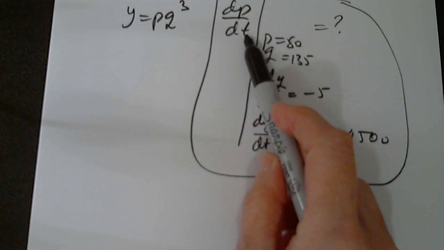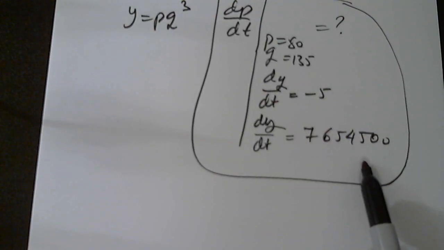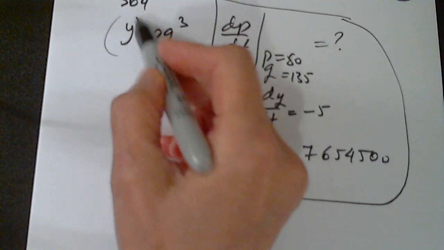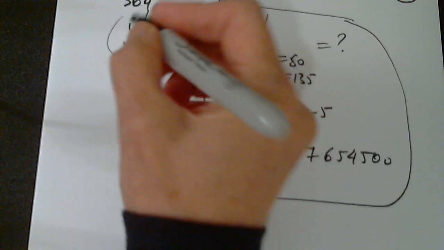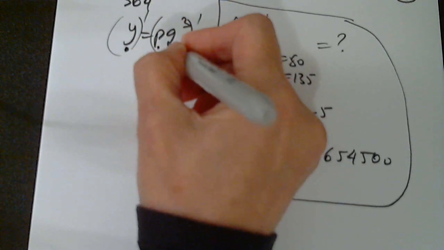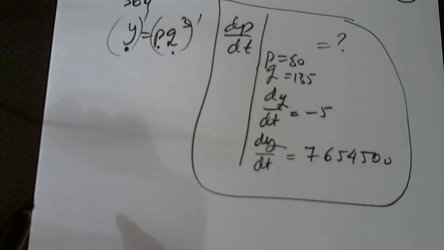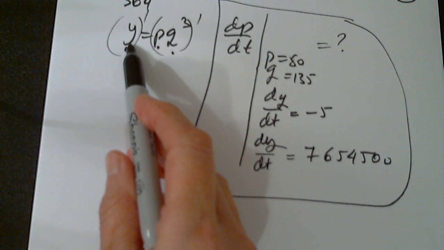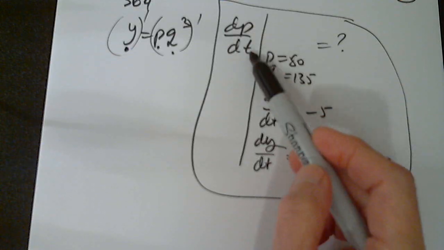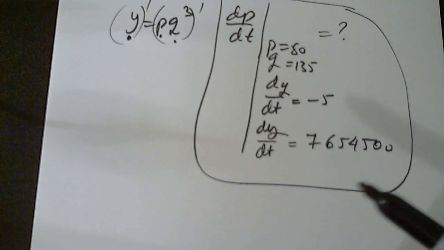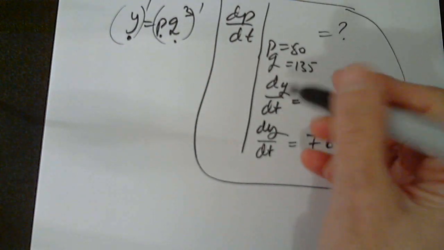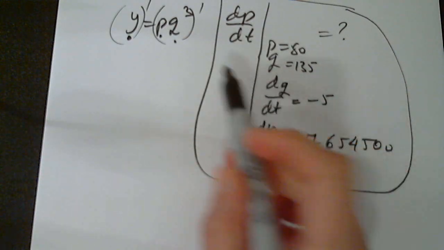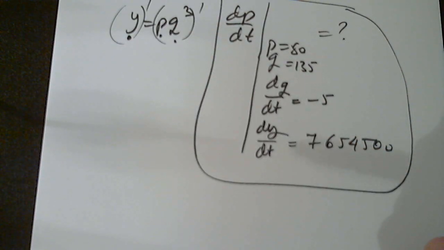First, I have to find dP over dt and then plug in all this. Meaning I have to differentiate both sides. Of course, you can put a dot if you'd like, which means everything is a function of time. How do I know? dy over dt means y is a function of time. dP over dt, P is a function of time. dQ over dt, they're all functions of time.